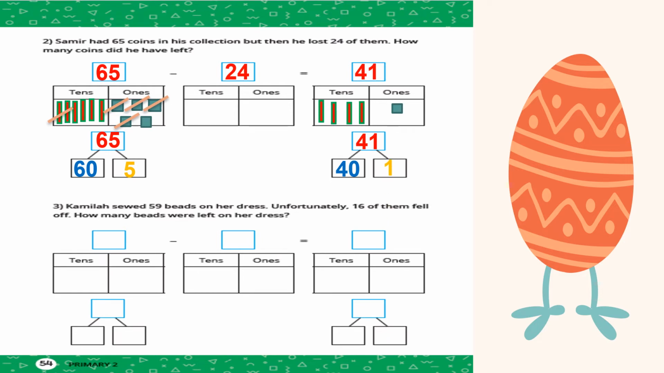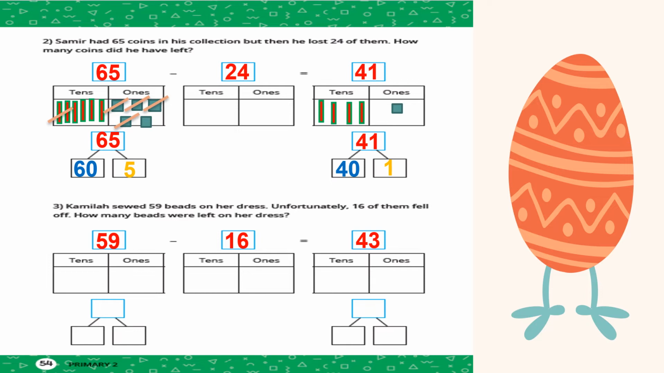Next story problem. Camila sewed 59 beads on her dress. Unfortunately, 16 of them fell off. How many beads were left on her dress? Left is a keyword for subtraction. So 59 minus 16. 9 minus 6 equals 3. 5 minus 1 equals 4. So 59 minus 16 equals 43.